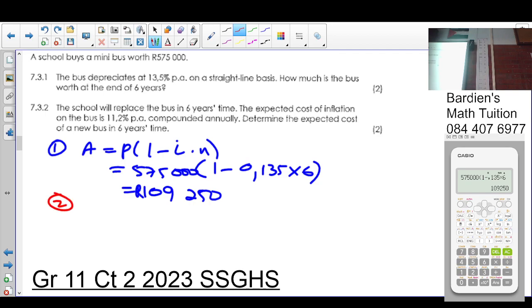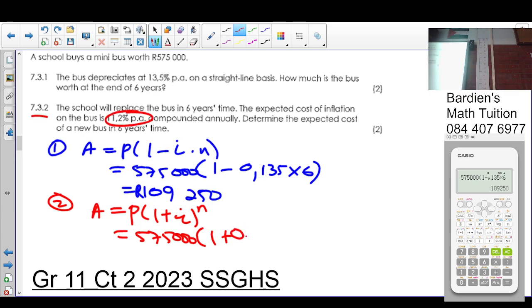Number 2. The school will replace the bus in 6 years' time. The expected cost of inflation. What's the formula for inflation? A is equal to P into 1 plus i to the exponent n. Right. So now, it's going to be 575,000 Rand into 1 plus i, 0.112, to the exponent.